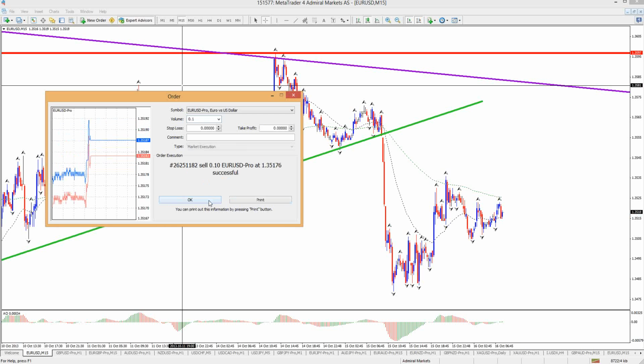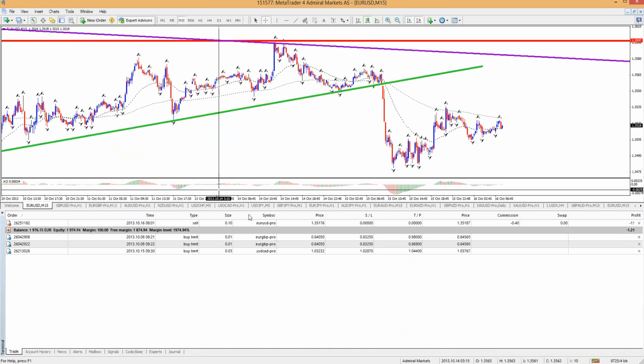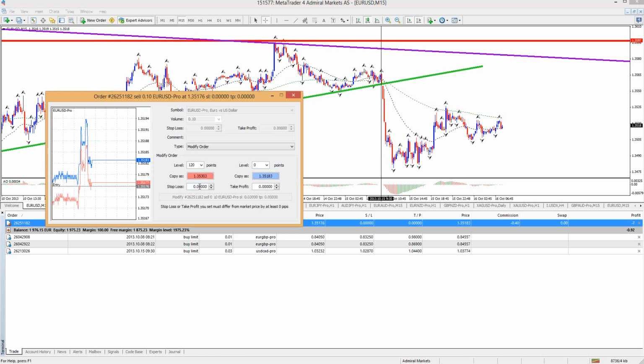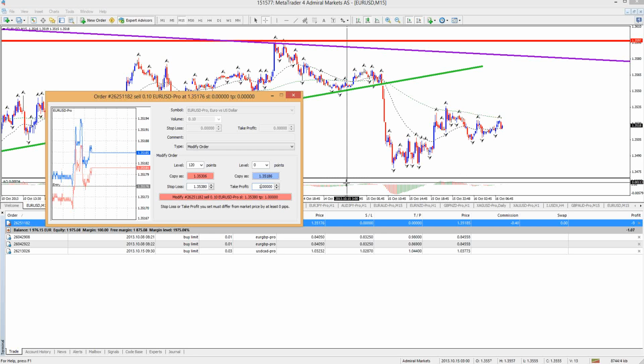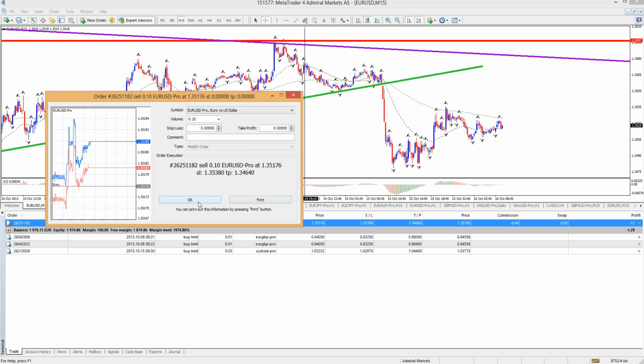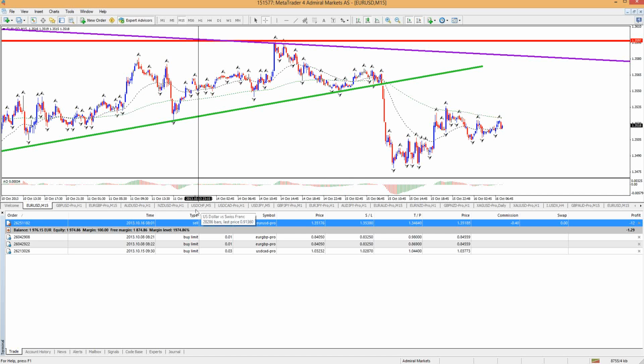So I sold at 135.18. I put the stop loss at 135.38. And the take profit I will put at 134.62. Ah, 64. What are 2 pips among friends, right?